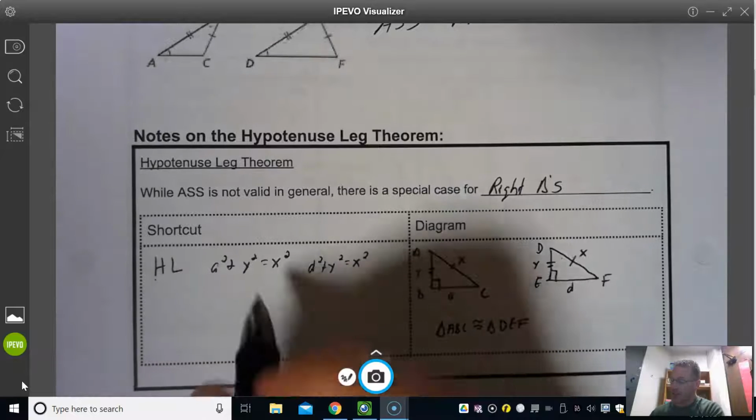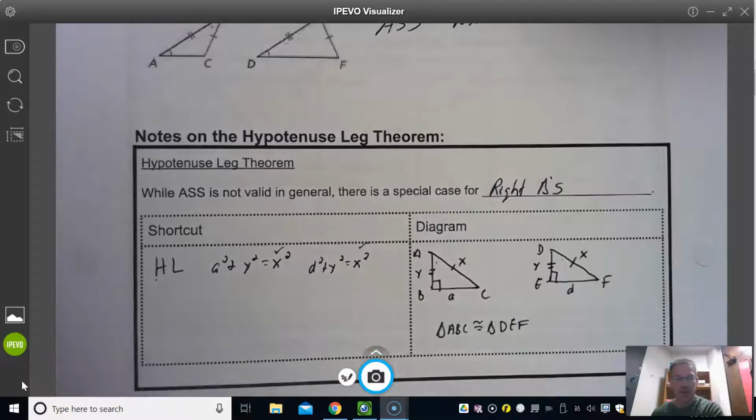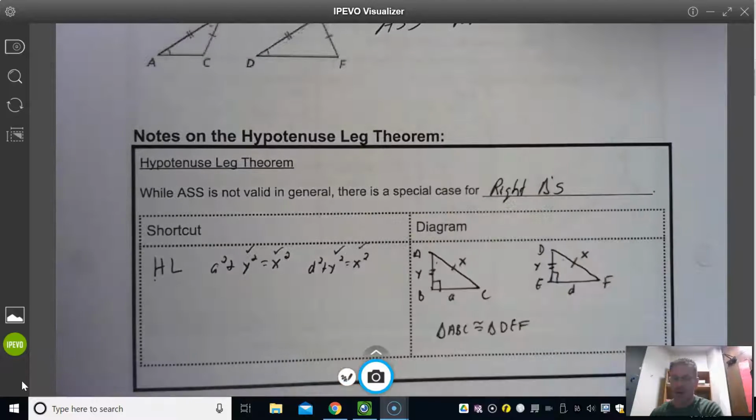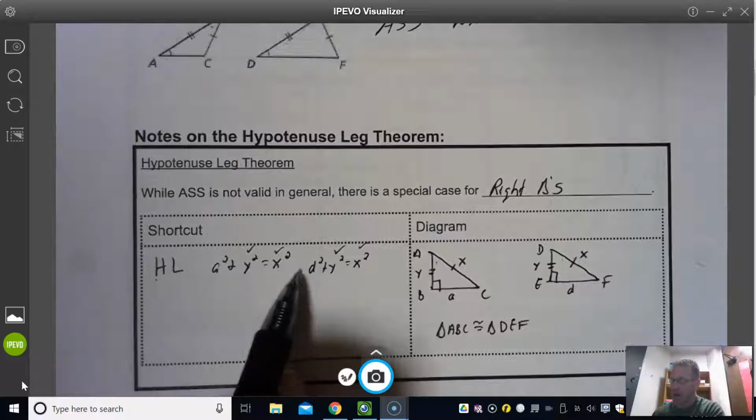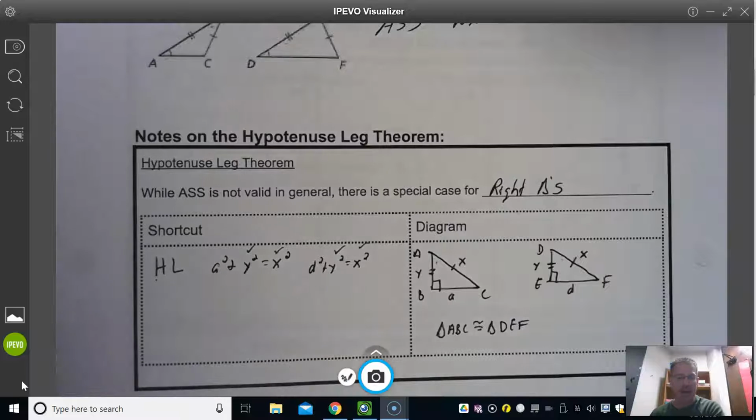And if I think about this, well, this is equal to this. This is equal to this. Well, the only way for these equations to be equal, right, is if A squared and D squared have to be the same as well, right? Which means that A and D have to be the same.